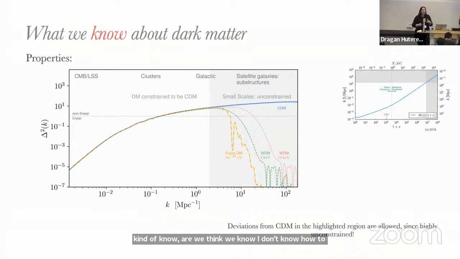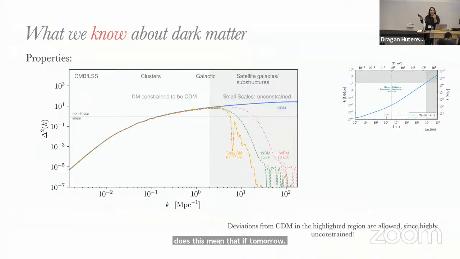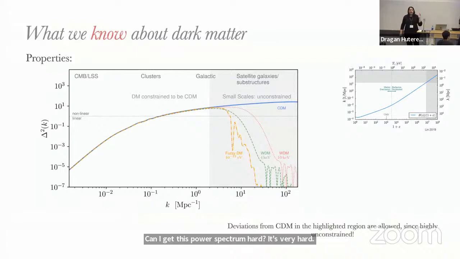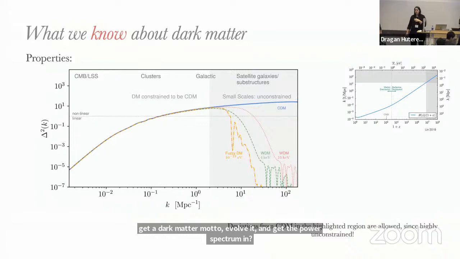So I said a big challenge for dark matter is that I don't know the power spectrum here. So does this mean that if tomorrow I come and I measure how dark matter clusters inside galaxies or on subgalactic scales, can I get this power spectrum? Hard, it's very hard. How do I compute the subgalactic power spectrum? How do I get a dark matter model, evolve it, and get the power spectrum in those nonlinear scales? So this is a big challenge for the community.